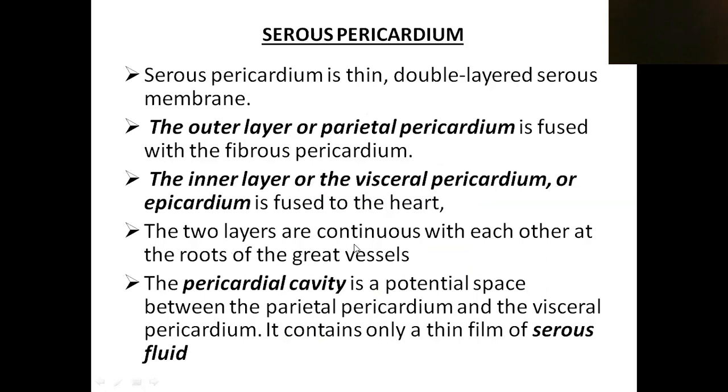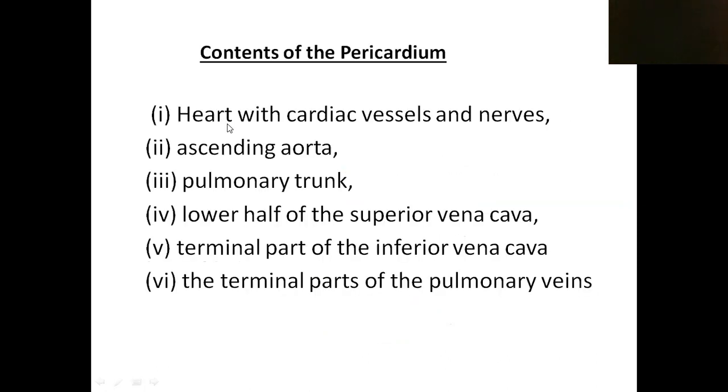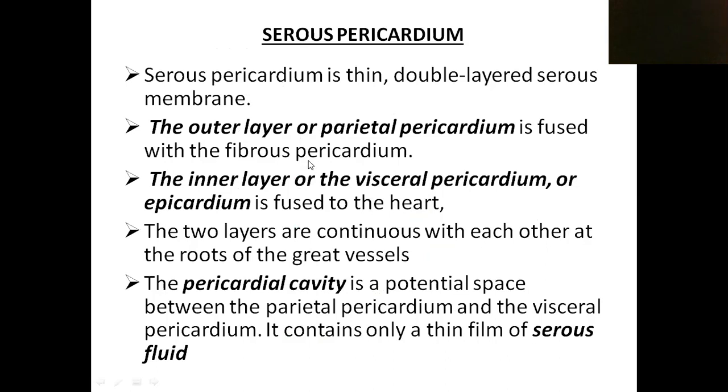Then these two layers are continuous at the level of the root of the great vessels. Then the pericardial cavity: there is a potential space between parietal layer and visceral layer. It contains serous fluid. So the serous pericardium is also clear.